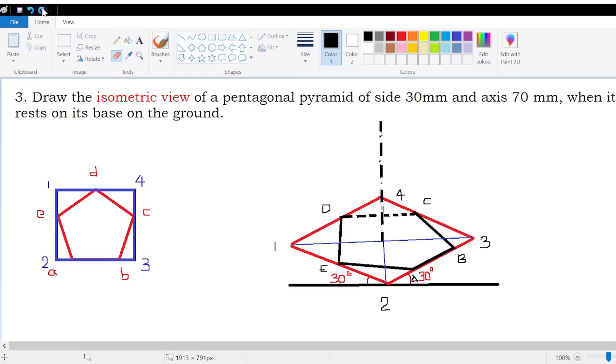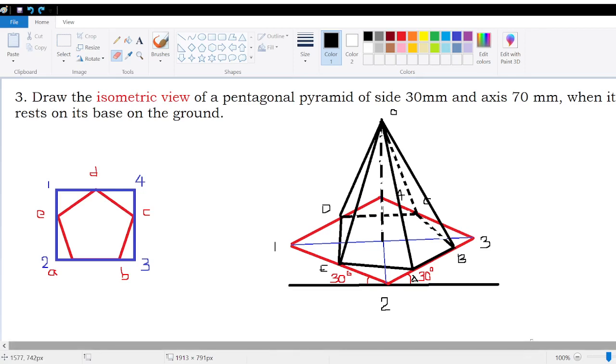Now you join the points A, B, C, D and E with the apex O. So I am joining them and ensure that all visibility checks are being done. So this edge will be invisible. Similarly, this base will also be invisible. So this is the isometric view corresponding to a pentagonal pyramid. So this visibility, you have to be very, very careful. So all the visible edges should be drawn as continuous lines and invisible edges should be drawn as dotted lines.